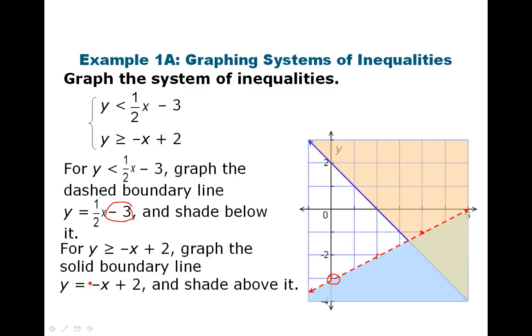plus 2. Same thing. We have the y-intercept of 2. So we put a point at 2, and this time our slope is negative 1, so we're going to go down 1 over 1, down 1 over 1. And you'll see that this line is solid because it's a greater than or equal to. That equal to makes this a solid line. For this portion, we're going to shade where y is greater than or equal to the line, which is this yellow region here. So all of the y values above this line are in this yellow region.